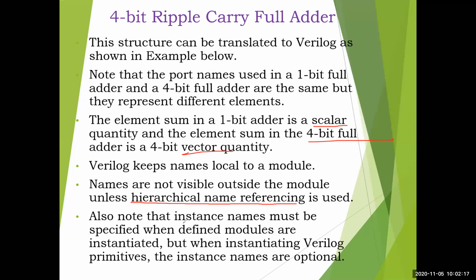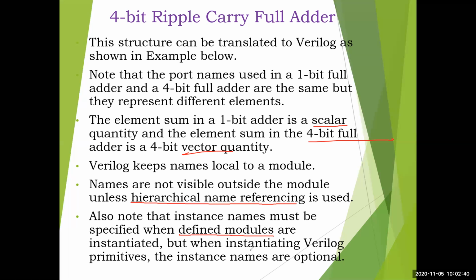As in C programs you have local declaration and global declaration, right? If you write int a equal to 10 outside the main program, it is global. If you write inside that, it is local. Also note that instance names must be specified when defined modules are instantiated. Defined modules, here I have defined the 1-bit full adder. That's why I need to give an instantiation name.